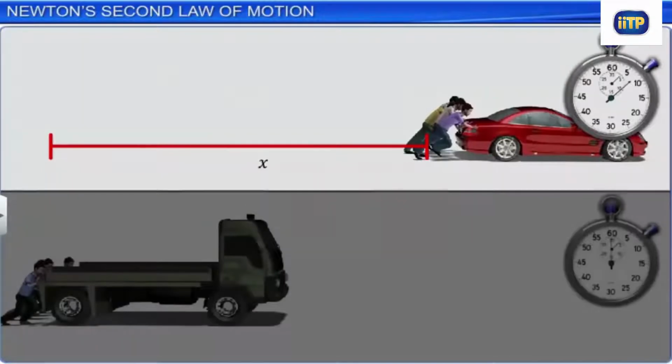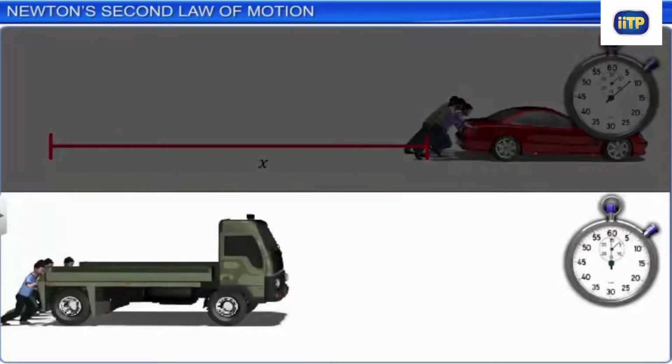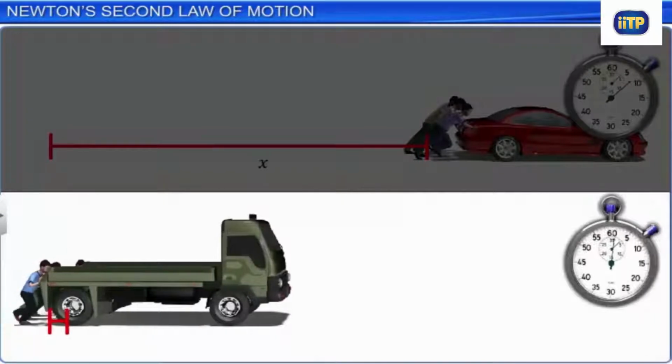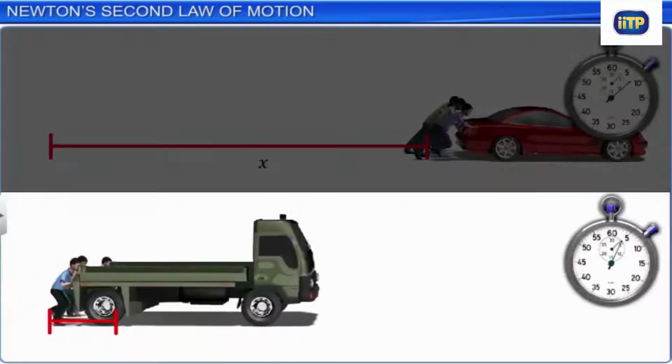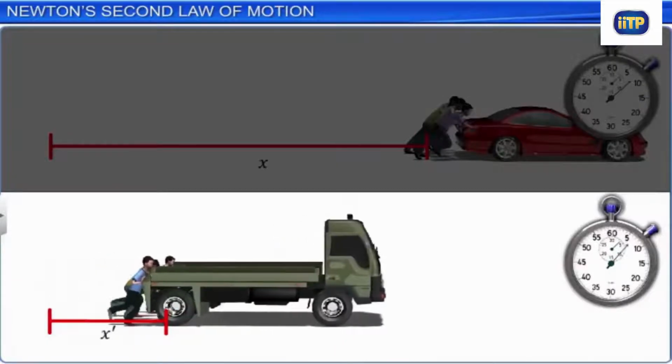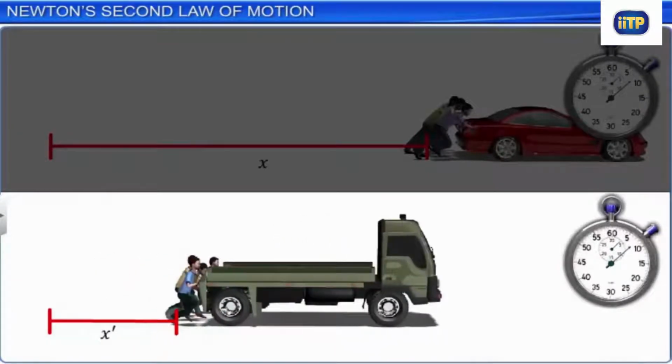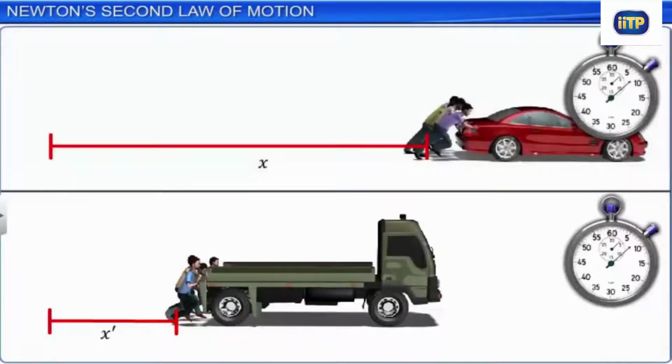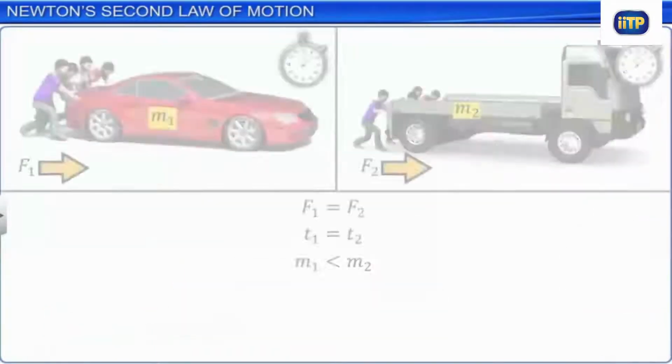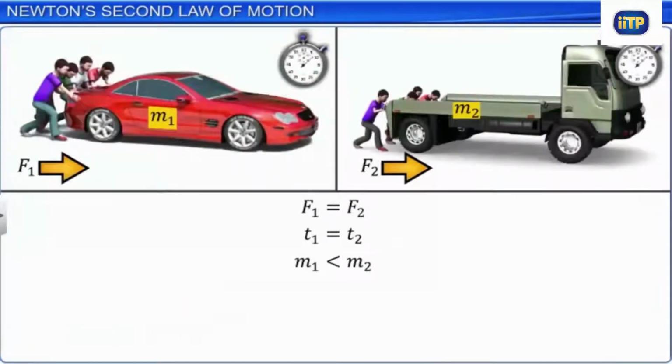A truck is at rest. The same 4 persons push the truck for the same length of time, at the end of which the truck moves with a velocity lesser than that of the car. However, the momentum acquired by the truck is the same as that acquired by the car. In these two activities, the force applied and the length of time for which the force is applied are the same. Therefore, the momentum acquired is also the same even though the mass of the car and the truck is different.